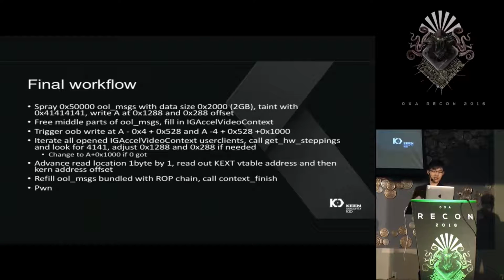And we will advance the relocation 1 byte at a time to get the virtual address of the KST and also the kernel's text section address offset. We will refill the OR messages with the ROP chain, and we will call context finish to do the ROP control. And finally, we get a pwn here. So we can see that the info leak steps are much more complicated than the ROP control, thanks to the mitigations introduced by the OSX kernel that make our work much harder.